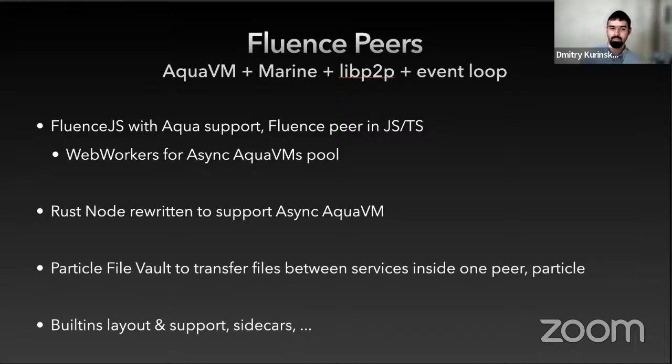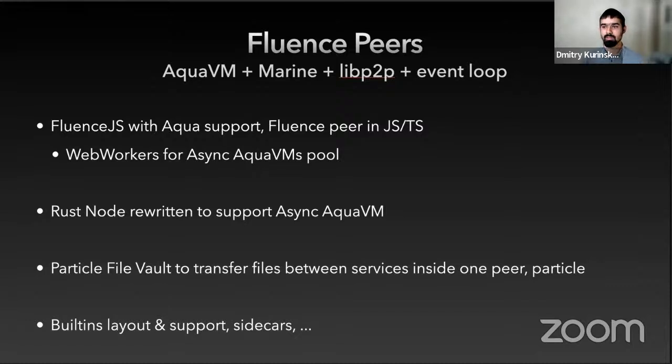So first of all, since this summer, we have Fluence.js with Aqua support. And actually, it serves as a Fluence Peer for JavaScript and TypeScript developers. It runs both in the browser and in Node.js. And also, what we developed but not yet announced, we implemented web workers for an async Aqua VM pool, and it's quite performant. And it means that this Fluence.js Peer is quite full-featured, which is nice.